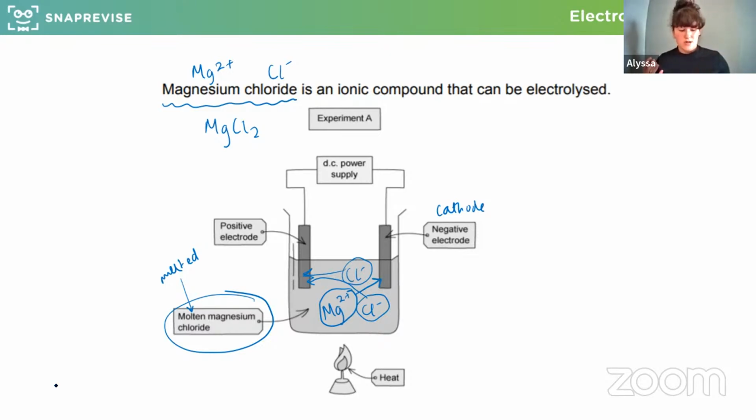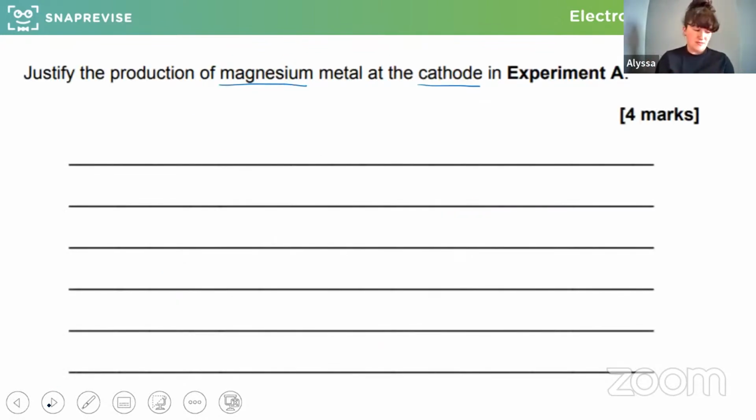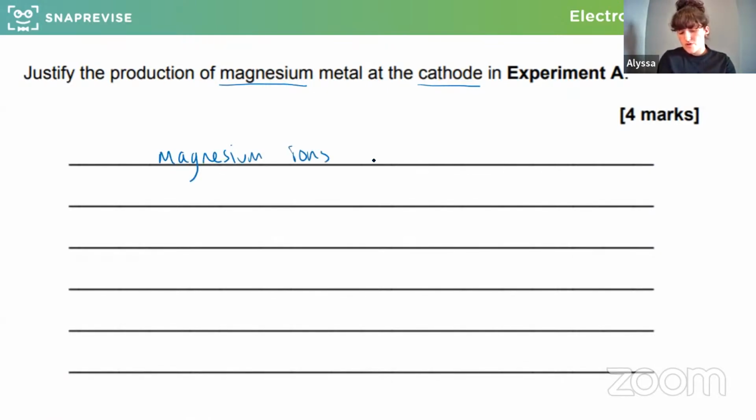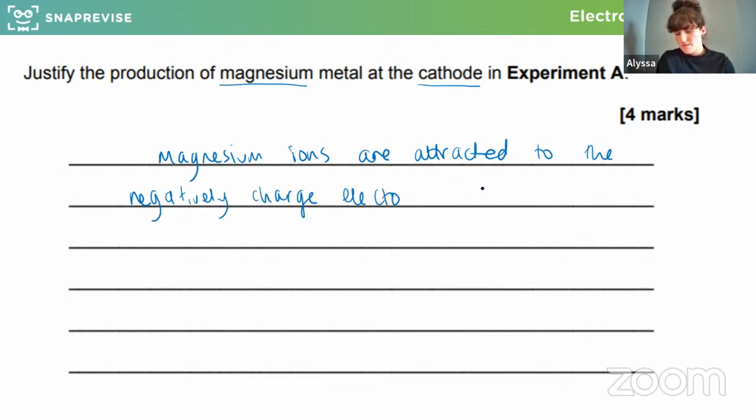So our cathode is our negative electrode. So why do we form magnesium metal at the cathode? Well, because our magnesium ions are attracted to the negatively charged electrode, which is the cathode. Good question, Mazam. Let's see if we can answer that. Why is it Mg2+? Why is it Mg2+? Let's put that in actually, Mg2+.